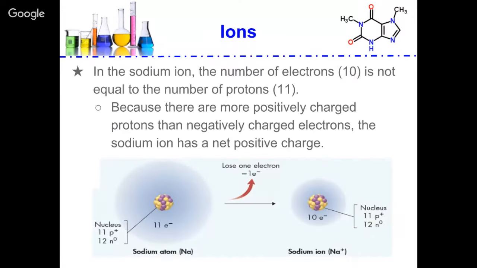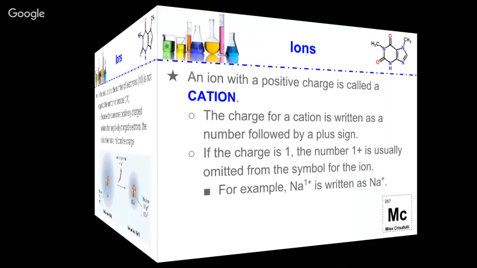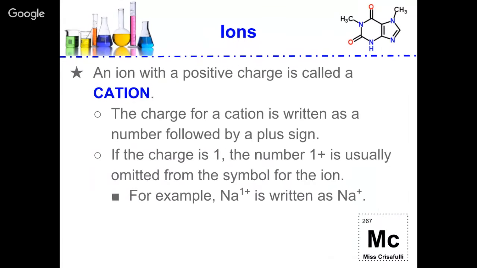So in a sodium atom, the number of electrons, 10, is not equal to the number of protons, 11. So sodium will lose an electron and become positively charged because we have more positively charged protons than negatively charged electrons. So when sodium loses that 1 electron, it'll be a +1 charge. So we call this positively charged ion a cation. Notice the T in cation. It looks like a positive sign, so cations like to be positive.